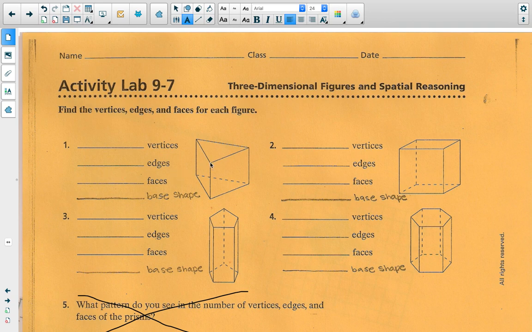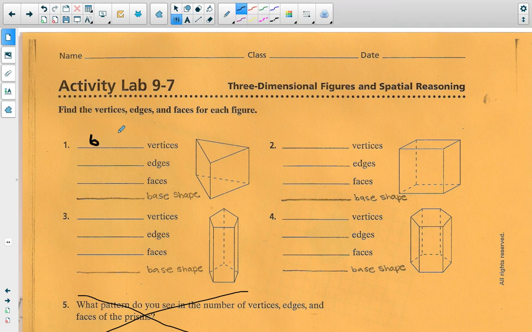For vertices, I'm going to count my corners. 1, 2, 3, but don't forget I have 3 down here too. 4, 5, 6. I have 6 vertices. Get my pen back.